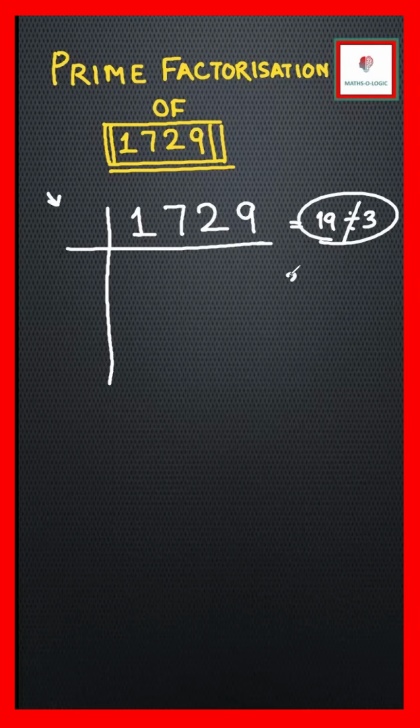So what next? I need to check the next prime number. This is 5. Do you think this is possible? No, because the last digit of the number given must be either 0 or 5. So in this case, this is not possible. So I'm going to use 7. Let's check dividing by 7.